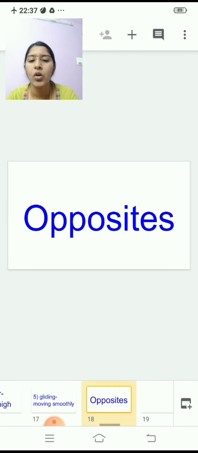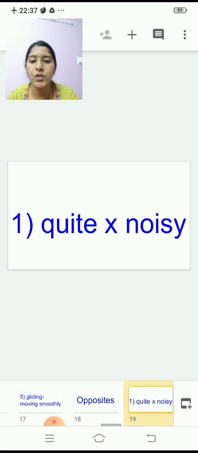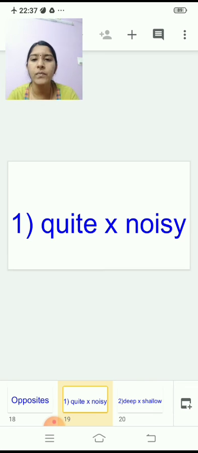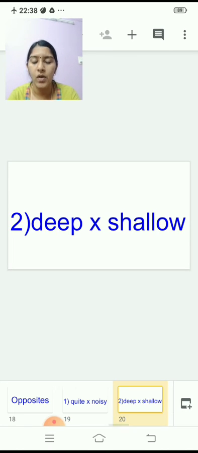Opposites, right? We learned tall, short, big, small, like that we have opposites. Here the first one is quiet, noisy. The classroom is very quiet, we will say. When you all shout, how will it be? It will be noisy. So quiet, noisy.